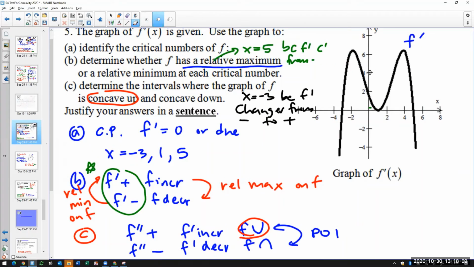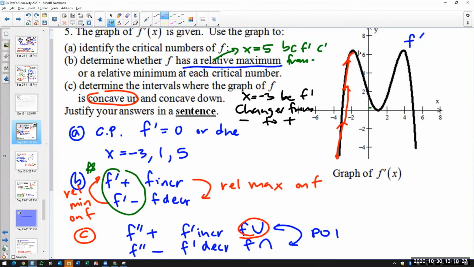Now don't get increasing confused with positive. They're not the same thing. Okay, when is f prime increasing? Start here, always on the left. I'm going to move to the right. Am I increasing here? Yes, I'm increasing. Keep going. Am I increasing? Increasing. Okay.